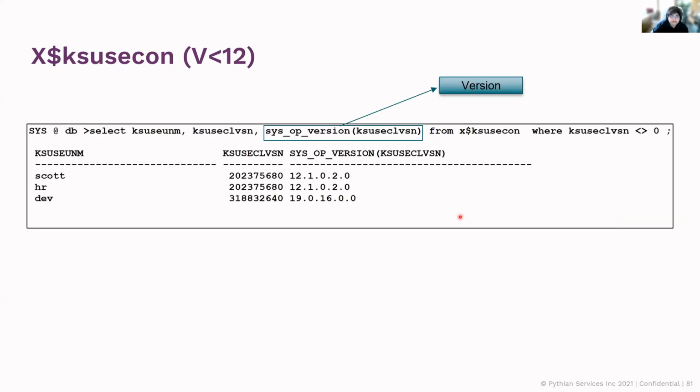Now, client version is an interesting thing. For versions greater than 12c, that view works fine. But for 11g versions, that view has issues. So what you can instead use is this particular X$ table and this particular function. This converts the KSUSECLVSN into the human readable versions that we understand, right? So use this particular query and you will be able to get the client version, and then you can identify which are the versions that you want to upgrade.